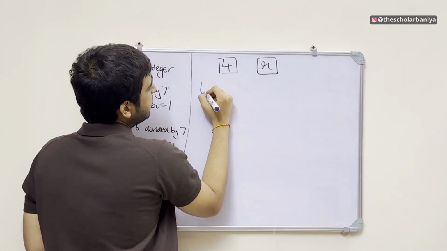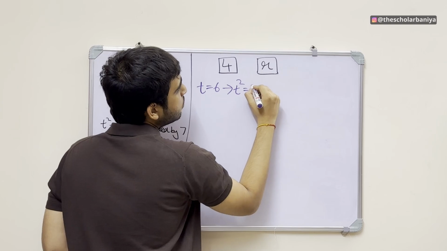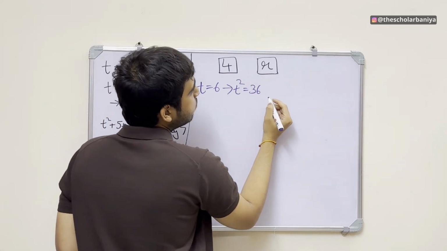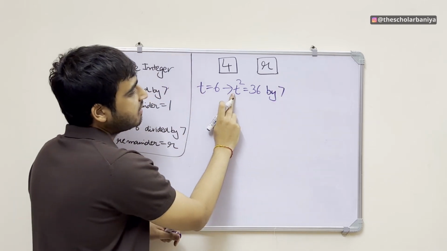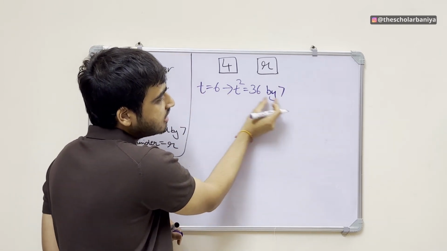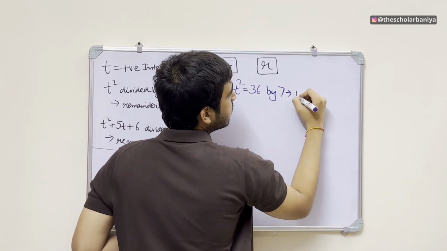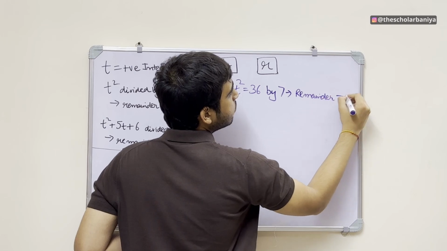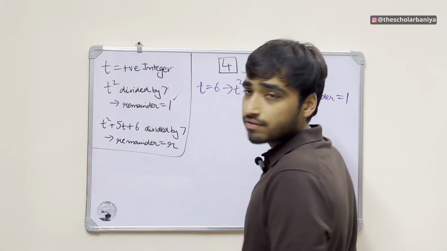So if we take t equals 6, that means t square is equal to 36, right? Now when we divide t square, that is 36, by 7, we get 1 as the remainder. So that means the remainder is equal to 1. Okay, so this condition is satisfied.